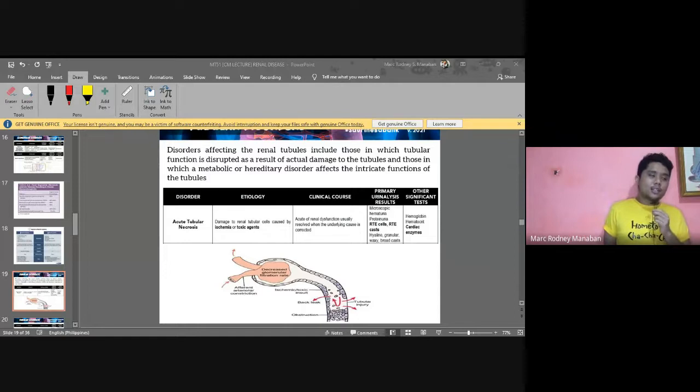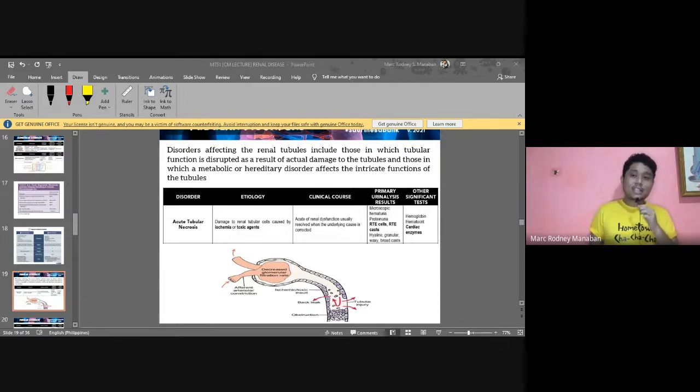Very important, dears. Acute tubular necrosis is of course seen with hemoglobinuria and myoglobinuria, because your hemoglobin and myoglobin are toxic. These substances can cause necrosis. They can damage the cells of your tubules. And your ATN can also lead to acute renal failure, and it is one of the most common causes of kidney failure in hospitalized patients.